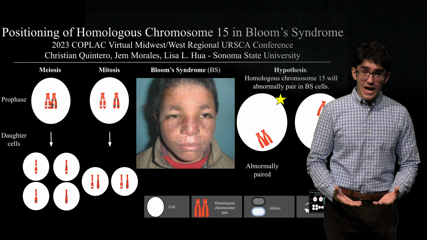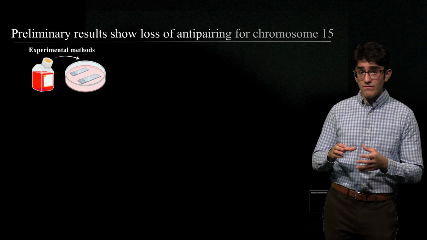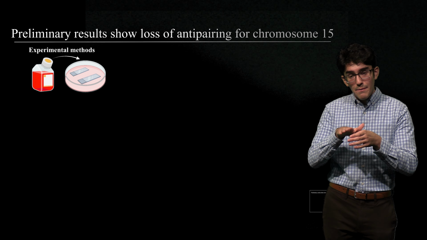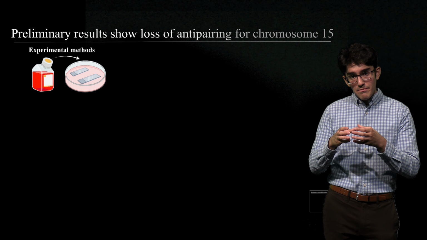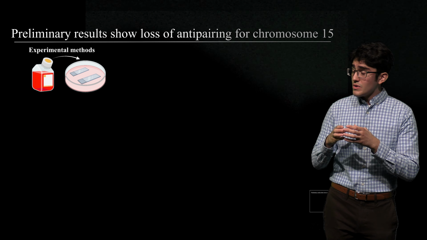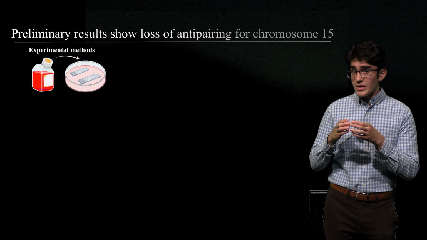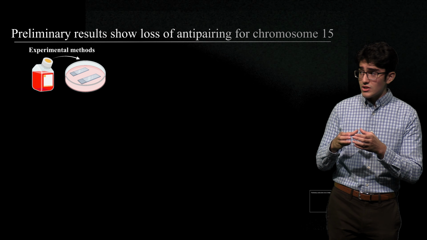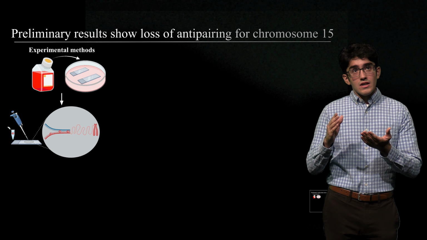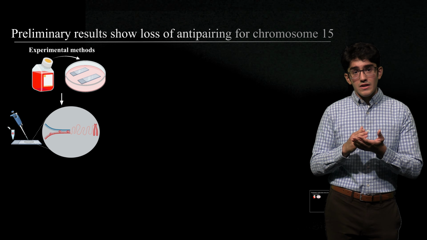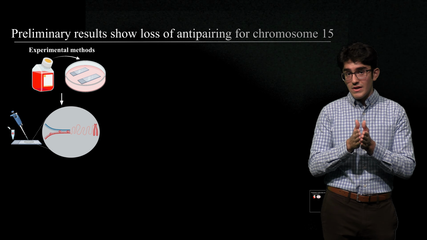The way in which I would like to test my hypothesis is by first culturing Bloom syndrome fibroblast cells in vitro on these culture plates with slides on them. And once I grow enough cells on these slides and fix them or preserve them, what I would like to do is perform fluorescence in situ hybridization, otherwise known as FISH. And the mechanism of FISH is that we take advantage of the fact that each chromosome contains sequence-specific regions of DNA that are unique to each chromosome. So we would like to investigate chromosome 15.